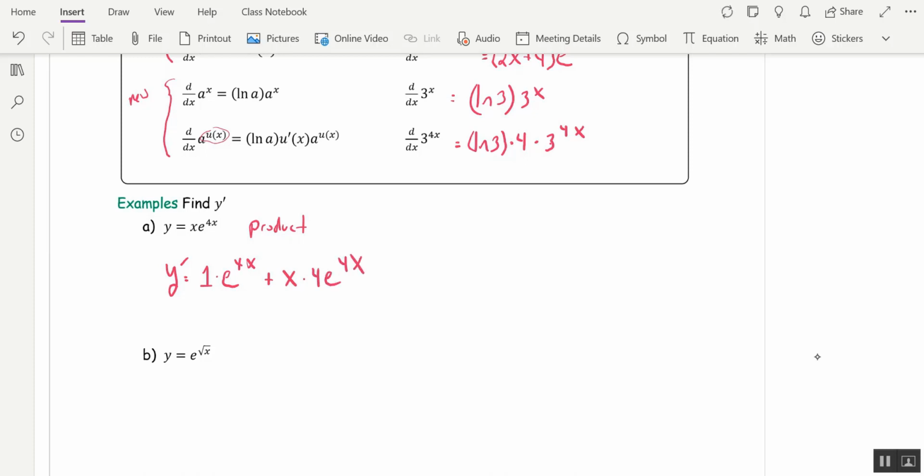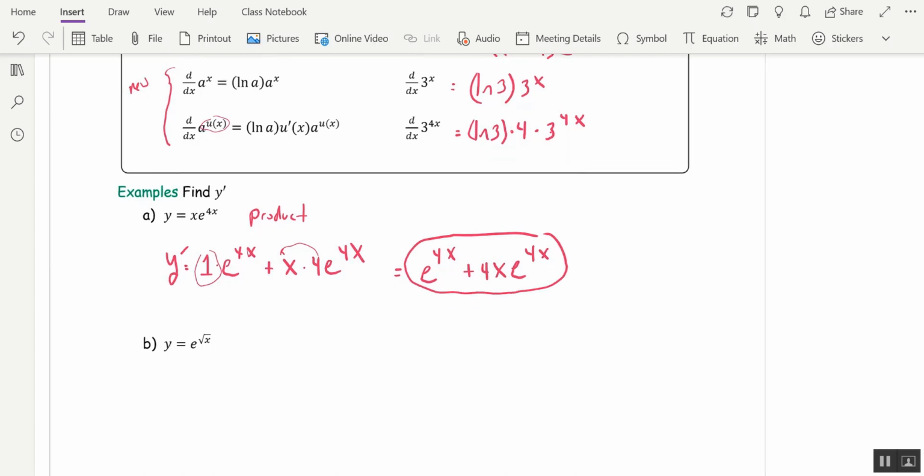Now, typically you don't want to leave an answer looking like that. First of all, this 1 here, we can get rid of. This is just the same as e to the 4x. Second, typically we take constants like 4 and put those in front. So this would be 4x e to the 4x. It's just typical math convention. And you don't know it unless someone tells you, so that's what I'm doing.